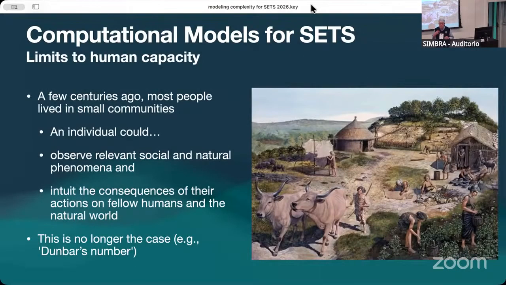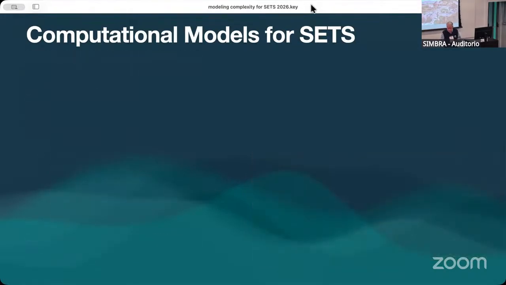A few centuries ago, most people could actually observe social and natural phenomena and figure out what the consequences of their actions would be, both on other humans and on the natural world. This is not the case now. Just mentioned Dunbar's number, which is controversial, but there's only a limited number of individuals we can keep track of in a social network. Dunbar's number says around 120. You can take issue with that exact number, but it's not a big number. It's not 8 billion. It's not anywhere close to 8 billion, right?